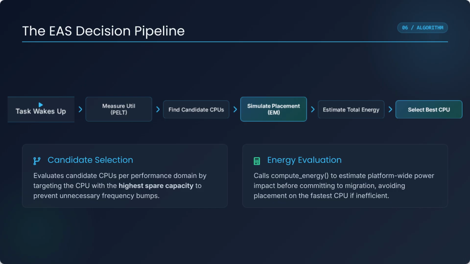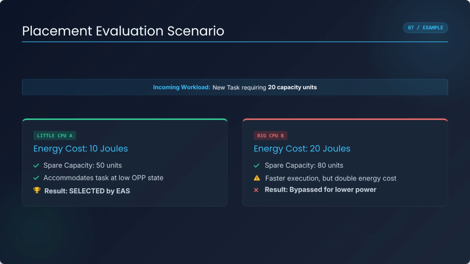Using the energy model, it calls a function called compute energy to simulate total system-wide energy for each candidate. Finally, EAS compares those simulated results and selects whichever placement is predicted to consume the least total energy. Let's see this pipeline in action.